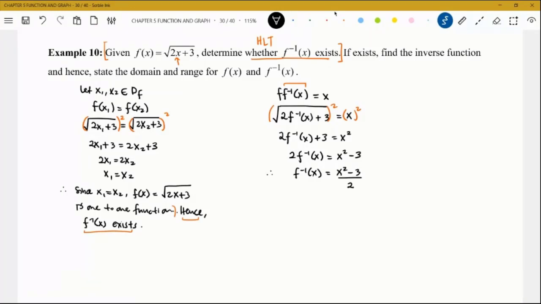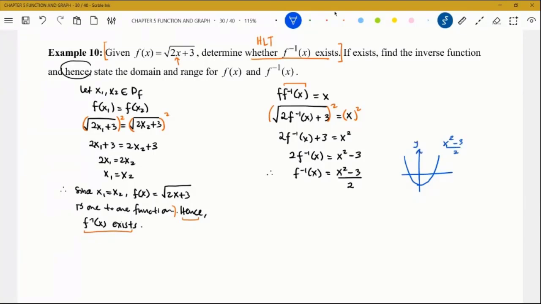And then hence state the domain and range of f and f inverse. Okay, yang ini pun sama juga. Kita tak belajar lagi untuk tanpa sketching. Okay, tapi kalau kita tengok pada graf ni adalah kuadratik. Kuadratik dia bentuk seperti ini. Dia adalah positive x square, smiling shape. But then we have minus 3 over 2. So we're gonna have the graph looks like this. Okay, so this one is the graph of x square minus 3 over 2.